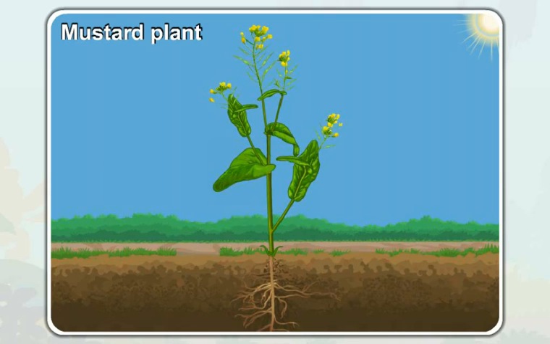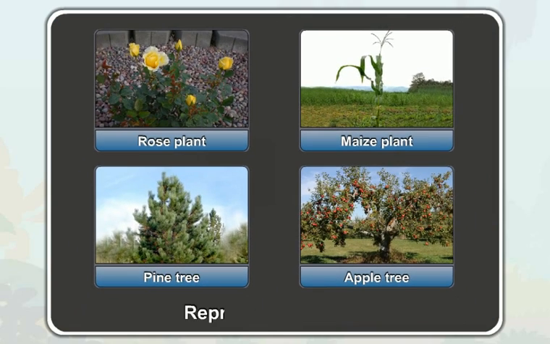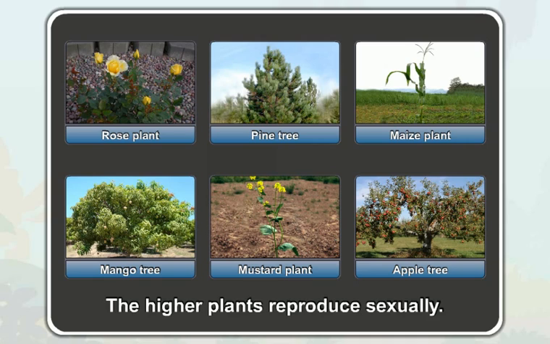As a mustard plant involves male and female gametes for the reproduction, we say that a mustard plant reproduces sexually. Like a mustard plant, a rose plant, maize plant, a pine tree, and apple tree also reproduce sexually. All the plants which bear flowers are higher plants. The higher plants reproduce sexually.